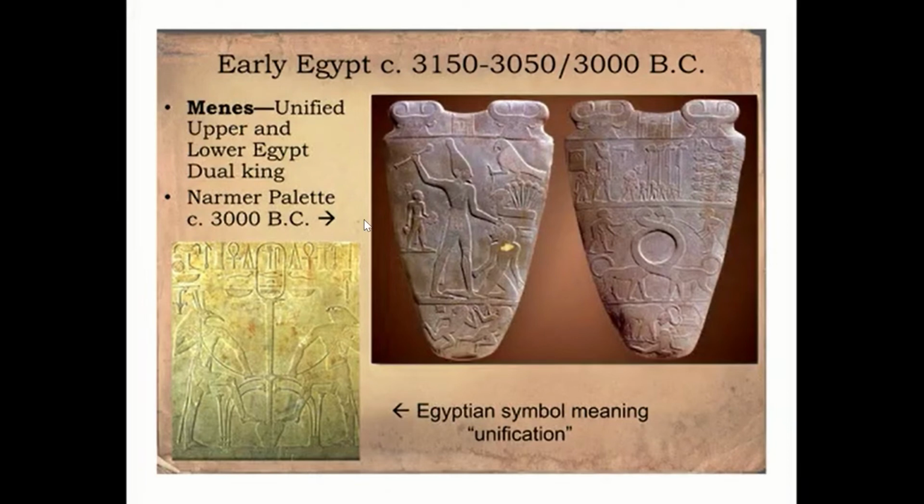I should say he's got this mace here in his hand, and he's getting ready to bash in the head of his enemy. And over here, they've killed a bunch of enemies already. So it's just telling us that there was a battle, and we can piece together from other sources that he does, in fact, unite Egypt for the first time. His name is Menes. And you need to know that.